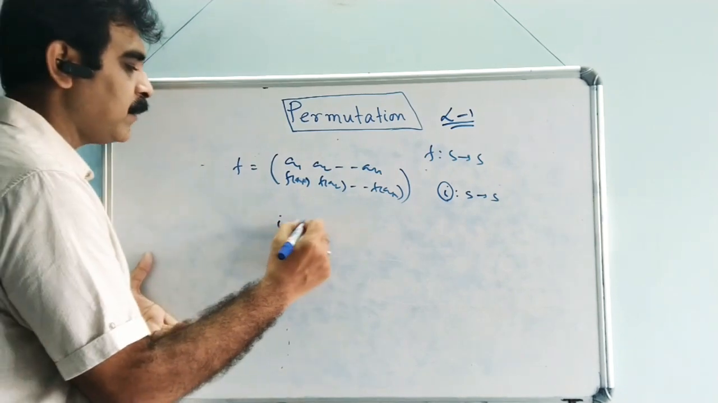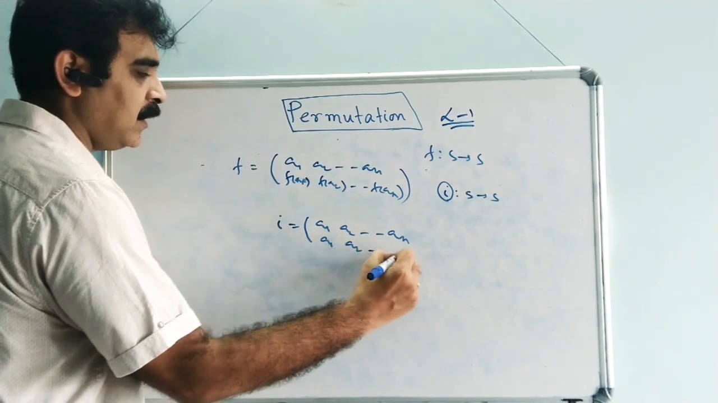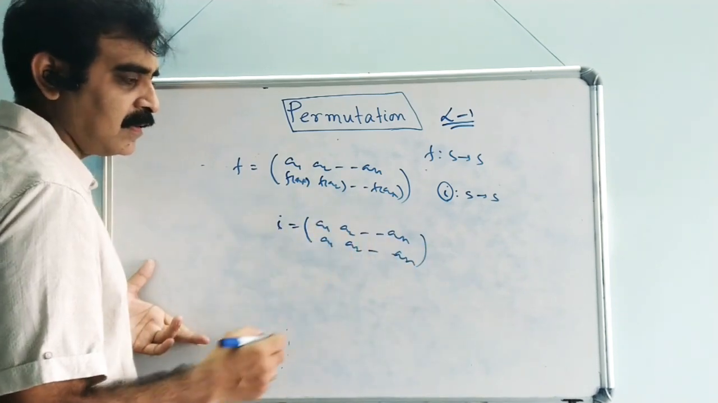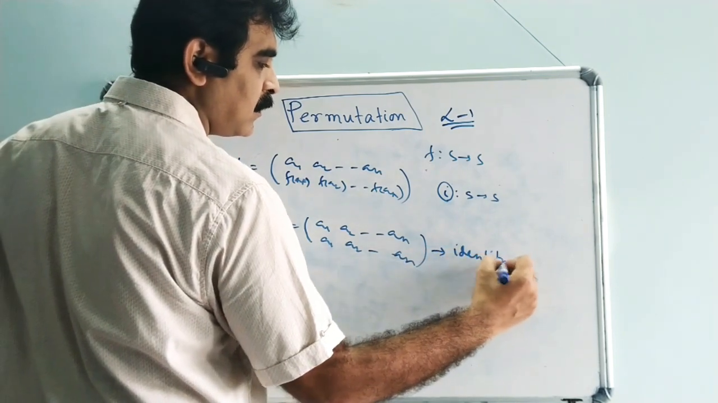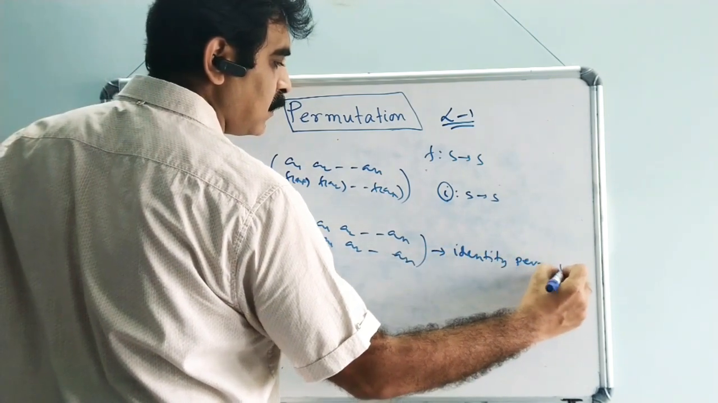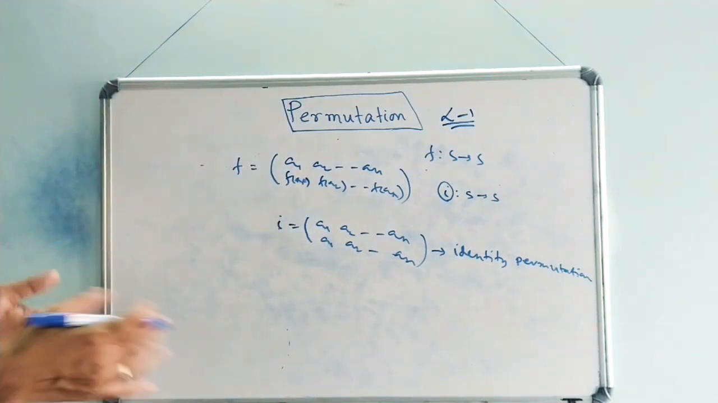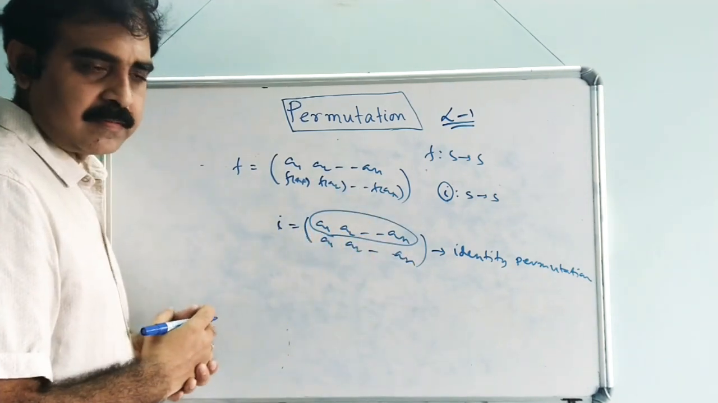Therefore, if we take the identity mapping, then for that identity mapping the permutation becomes this, and we name this permutation the identity permutation. And all other permutations on these elements are called non-identity permutations.